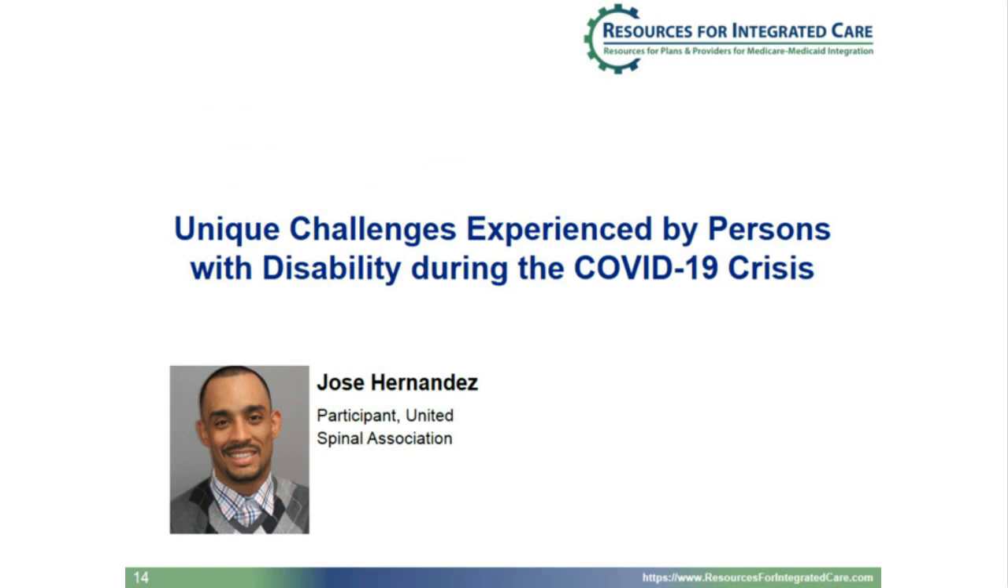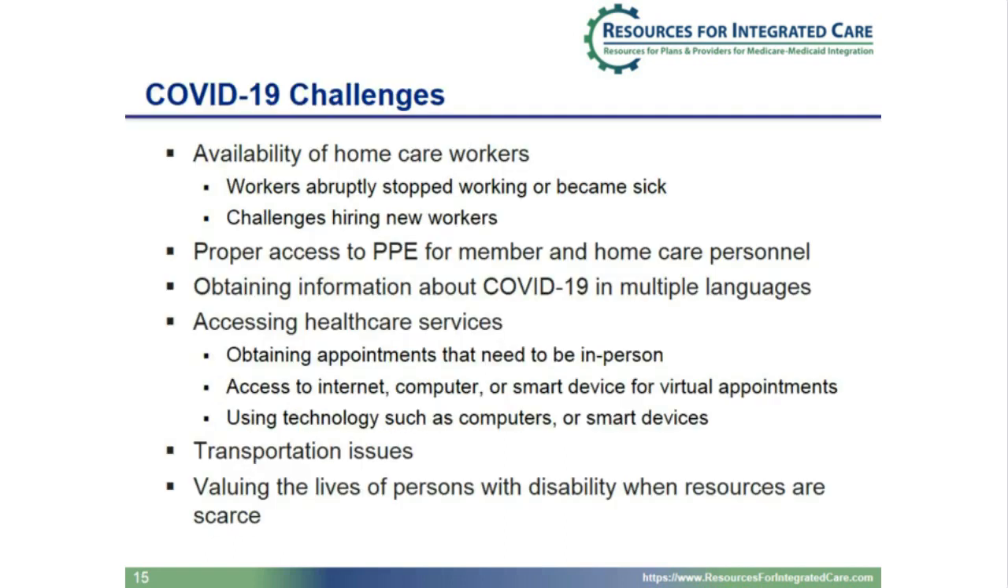My name is Jose Hernandez. I just wanted to be clear that I work for United Spinal Association, and I experienced a spinal cord injury roughly 25 years ago and utilized 24-hour home care to be able to live independently in the community. So I'm going to share a really personal aspect of me that happened at the beginning of the pandemic.